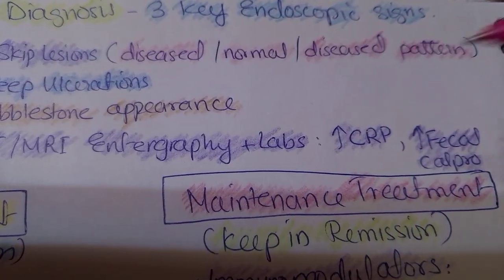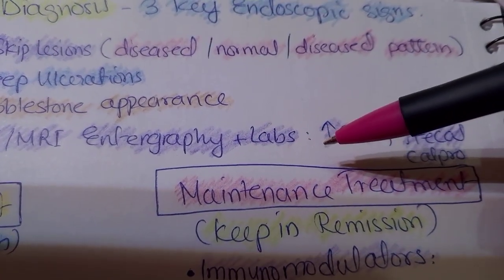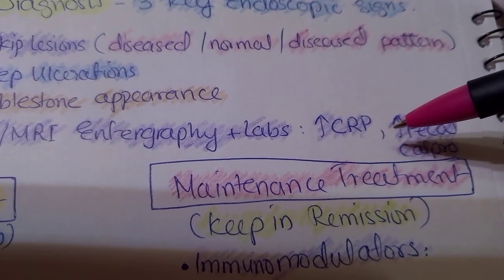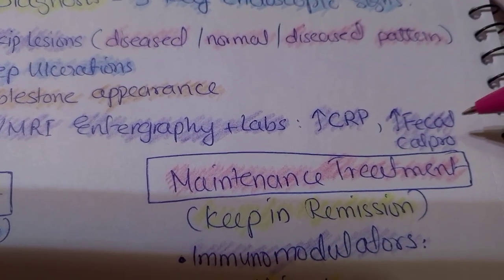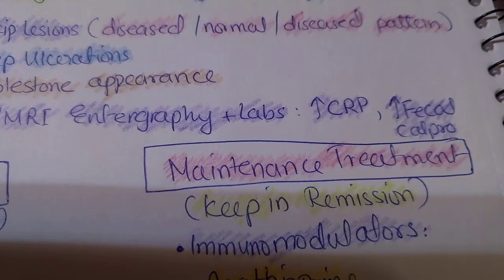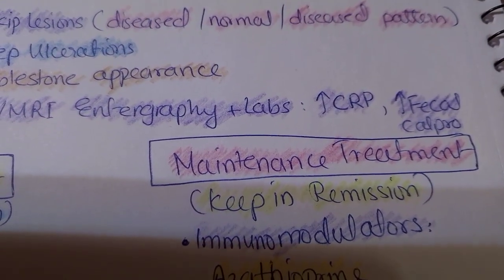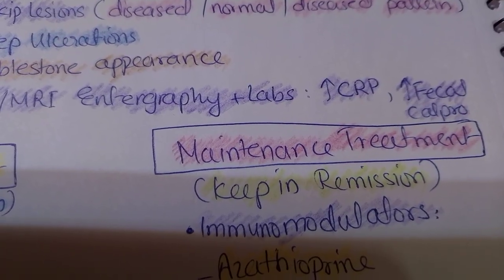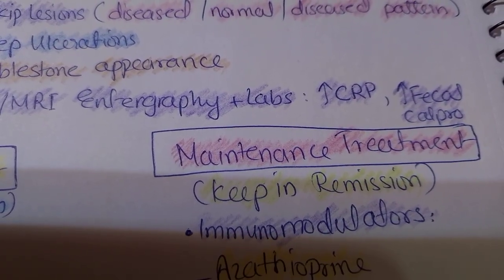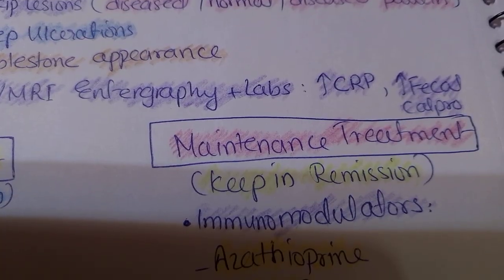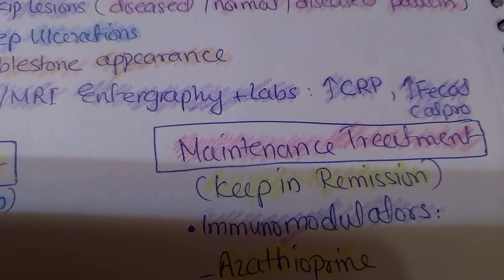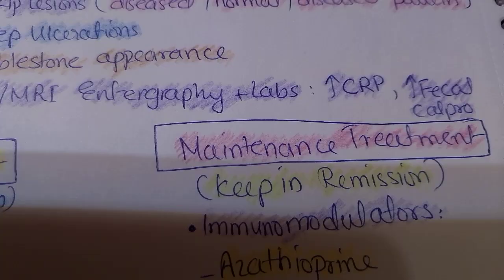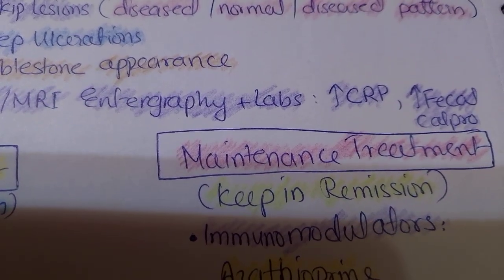So labs show elevated inflammatory markers such as CRP and ESR, and fecal calprotectin is elevated, indicating intestinal inflammation. So checking for anemia from chronic disease or iron deficiency.